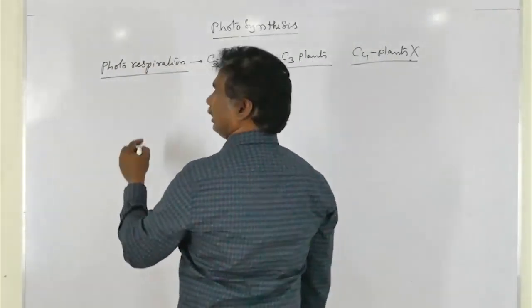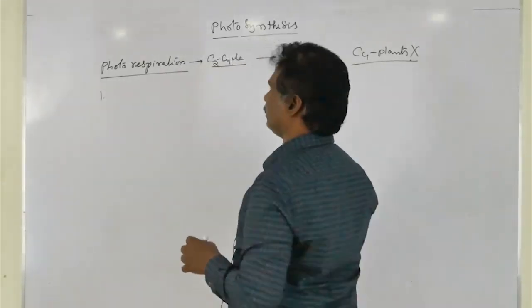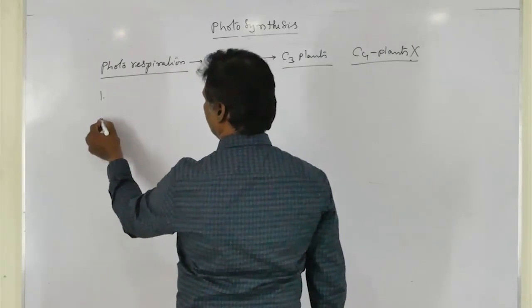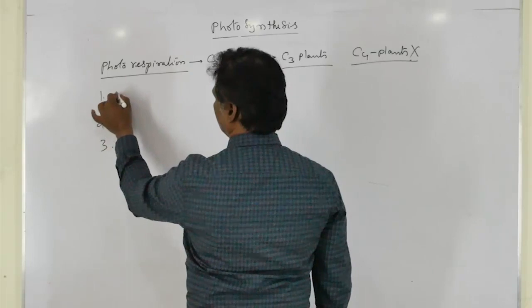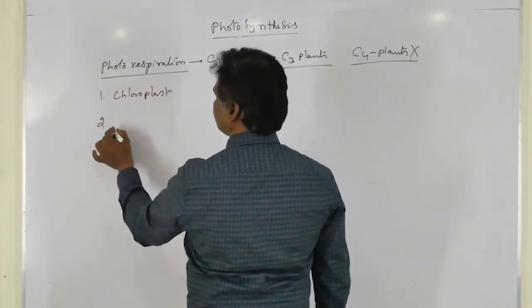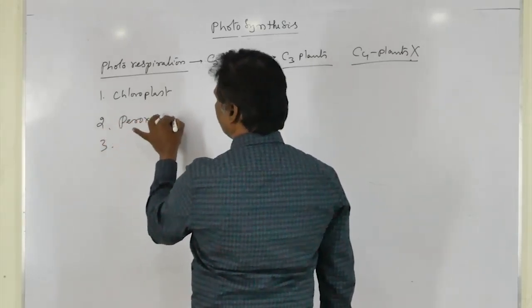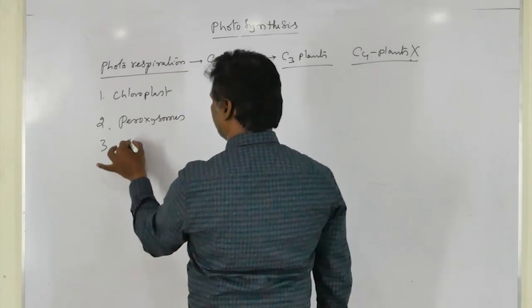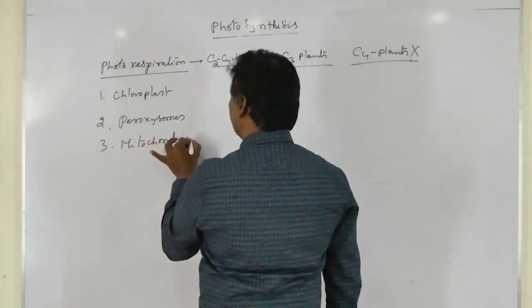So name the cell organelles that participate in photorespiration. In our textbook, only 3 types of cell organelles participate. The first one is chloroplast, second one peroxisomes, and third one mitochondria.